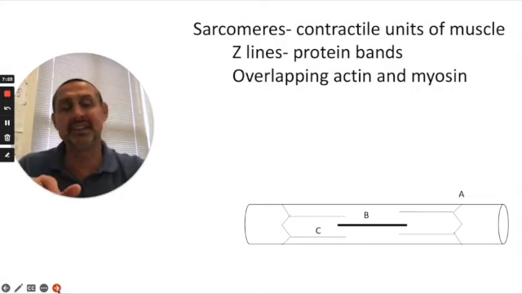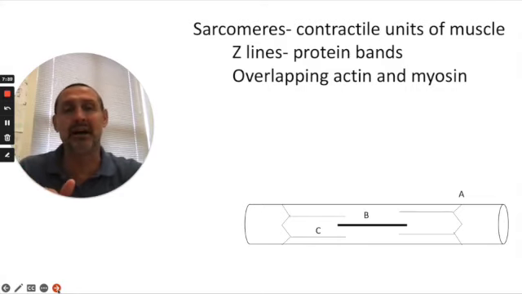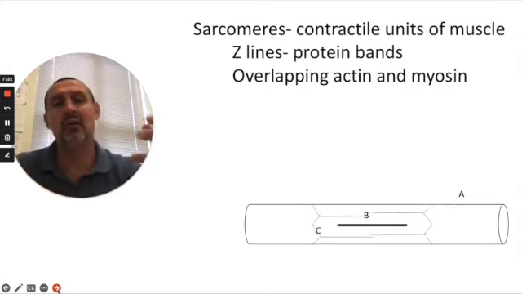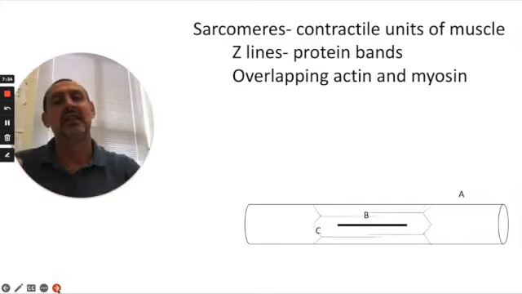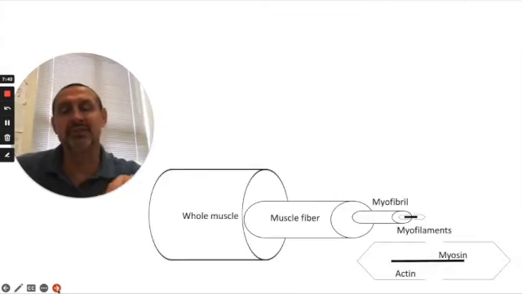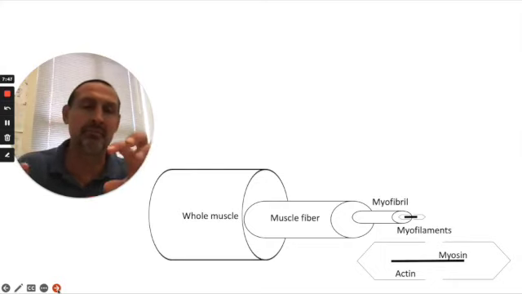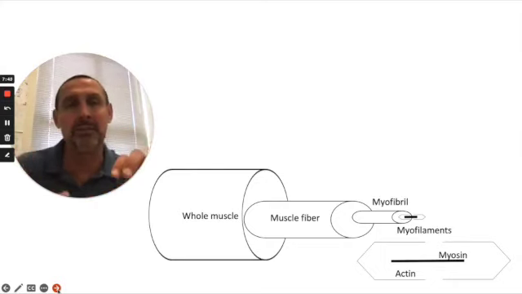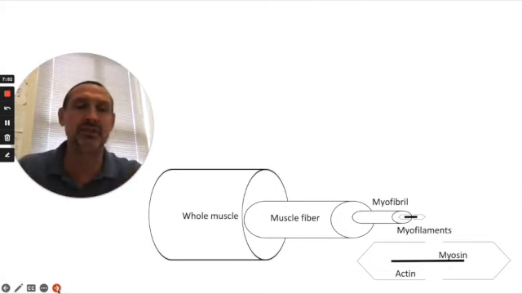In this picture, C is the actin, B is the myosin, and you can see how when the muscle contracts, the actin slides past the myosin to overlap even more, causing the whole muscle to shorten. Here's a breakdown of that muscle again. We got the whole muscle divided up into these fibers. It's the perimysium, endomysium, epimysium that's dividing these into these units. The myofibrils consist of myofilaments, namely actin and myosin.